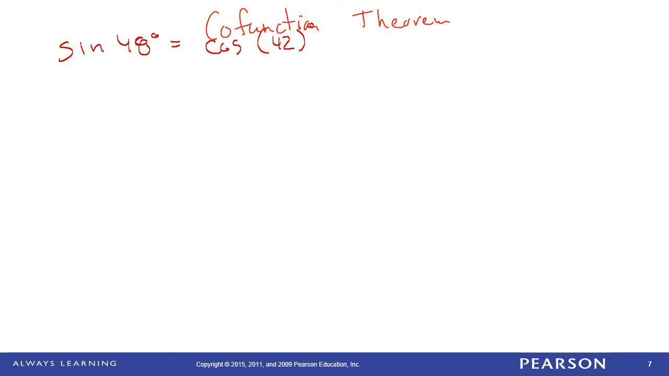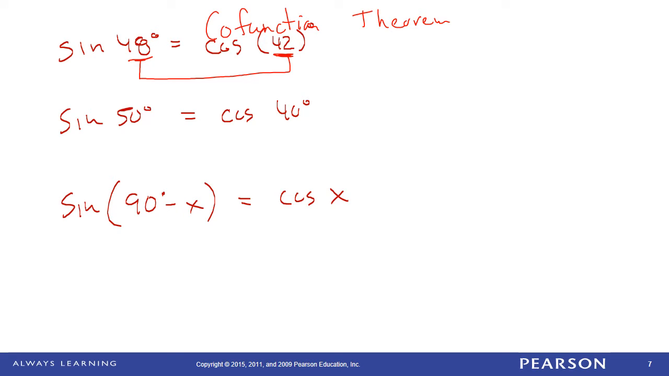All right, in the last chapter, I think we remember something called the cofunction theorem. The cofunction theorem just stated that if you're trying to figure out the sine of, let's say, 48 degrees, it's really the exact same thing as cosine of its complement. Remember that, because 48 plus 42 would give you 90 degrees. So sine of 50 would be the exact same equivalent of cosine of 40. That was in chapter 5.